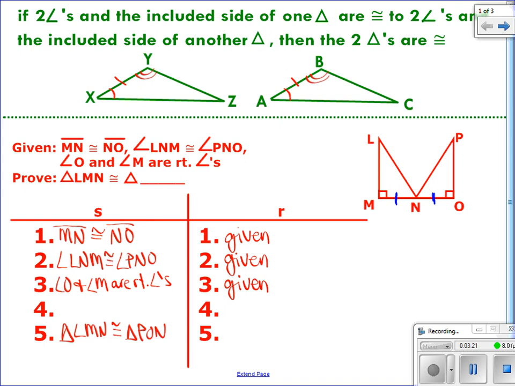A lot of you aren't putting marks on your pictures in the homework and then you're confused on what shortcut to use at the end. This is a fail-proof way to know which one you're using. So LNM, if we go LNM, they're talking about that angle right there, is congruent to PNO, which is that angle right there.